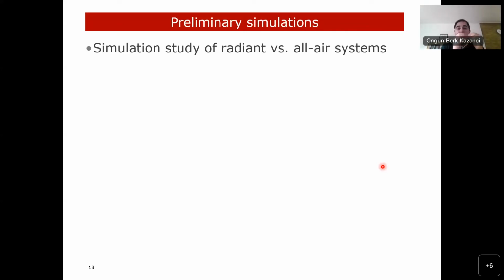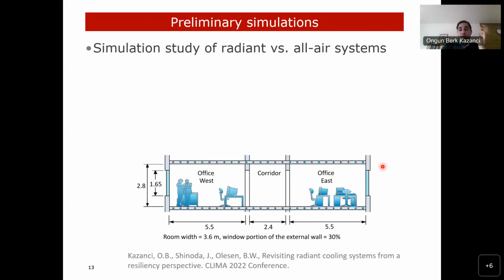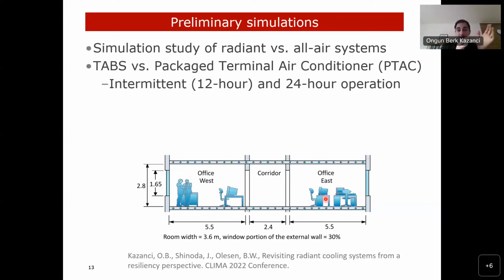So we did a simulation study, a dynamic building simulation of a radiant versus a convective system, or an all-air system. We basically used this office module as a case study. There's a 2-person office room facing west and a 2-person office room facing east, with a corridor in between. And we chose TABS and a packaged terminal air conditioner, a PTAC system, which is a convective system, as the two systems to be compared.